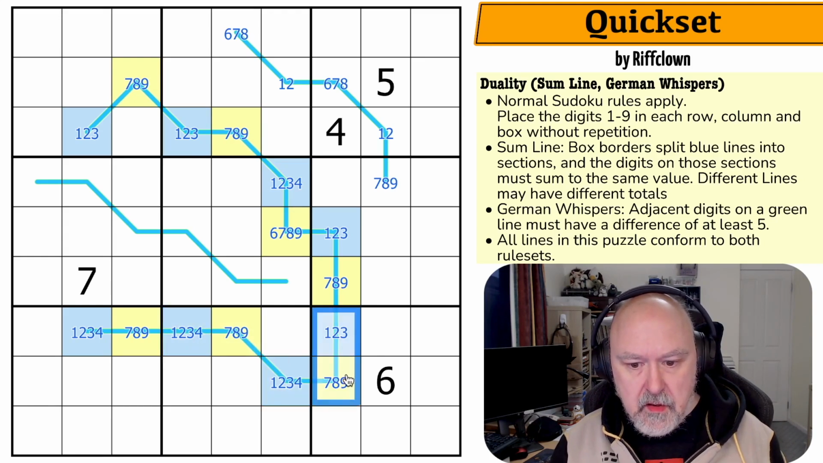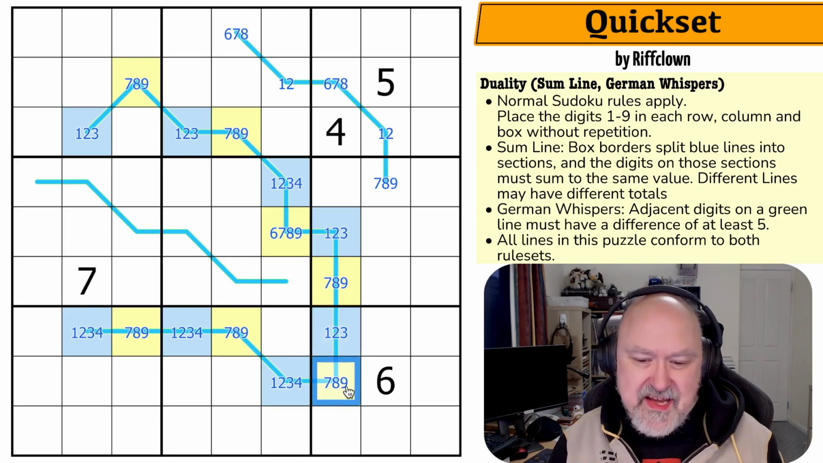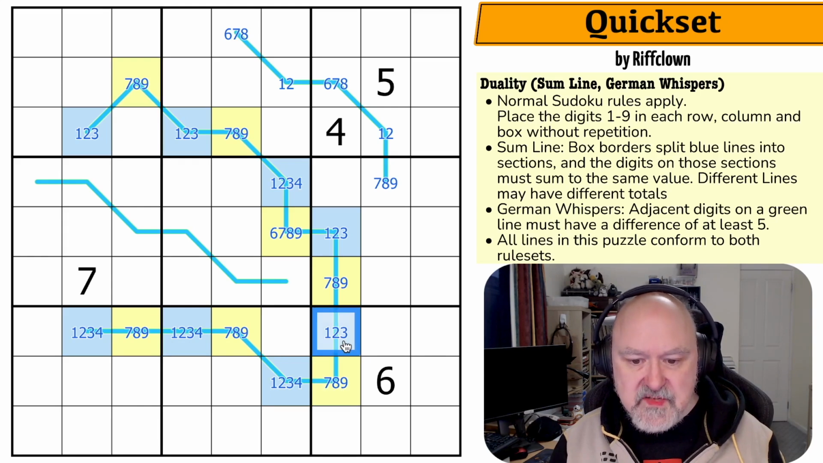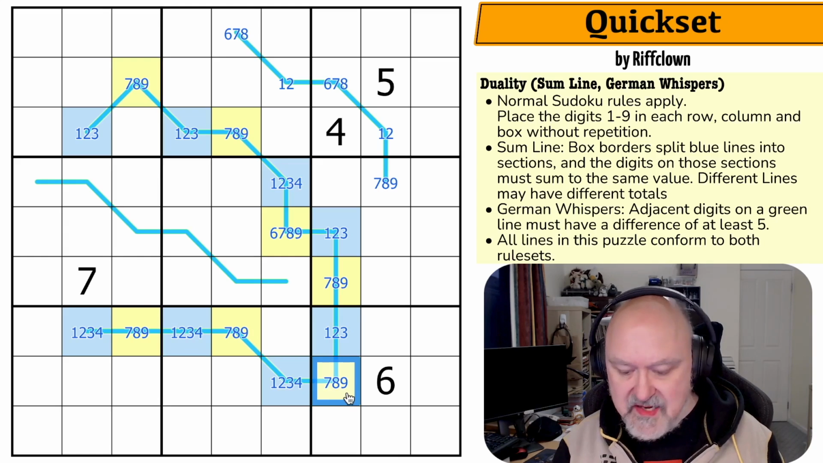Now, I could never put a 7 here, because if I put a 7 here, the maximum this could be would be 1, 2, and the maximum would be 2, because it's 5 away. 3 and 7 are only 4 apart. So 7, 2 means that the maximum this could sum to would be 9. But here, that would mean this would have to be 7, 1, 1, and that doesn't work. So I can never put a 7 here.